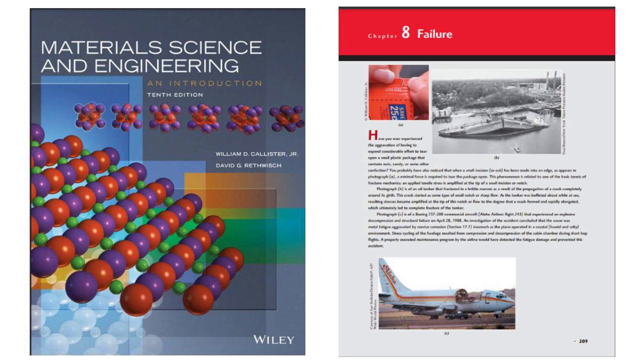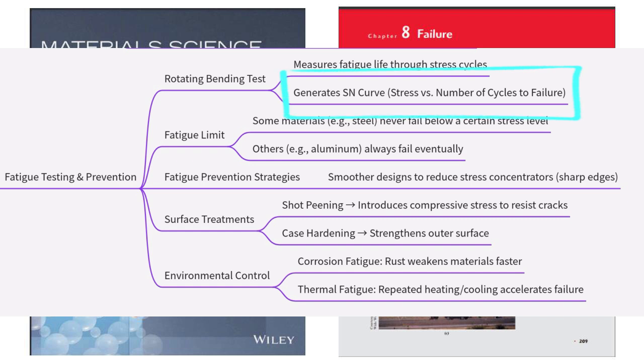The results of this test are plotted on what's called an SN curve. S stands for stress amplitude, and N stands for the number of cycles to failure. So it's telling us how many cycles, at a certain stress level, the material can withstand. Exactly. It's like a map of the material's fatigue endurance.